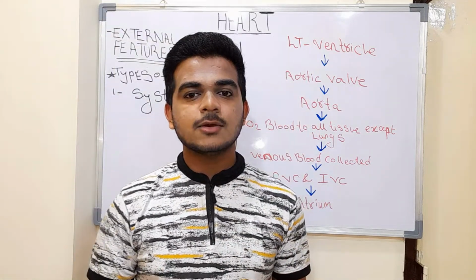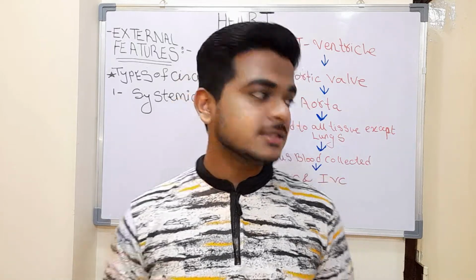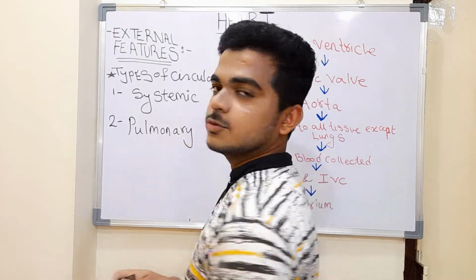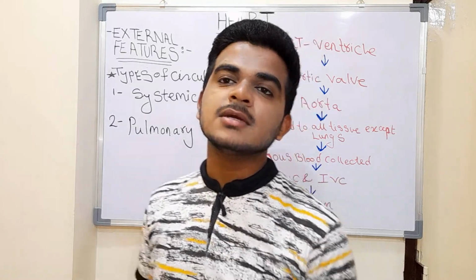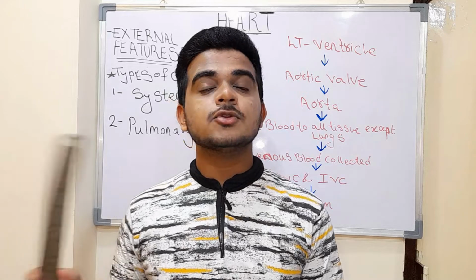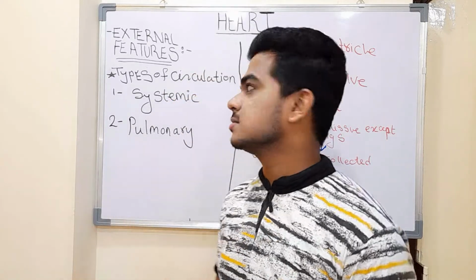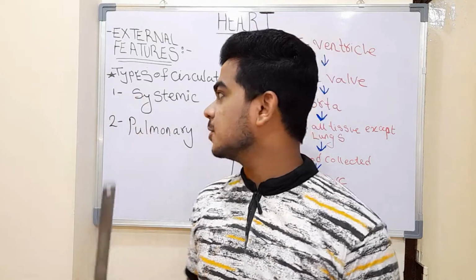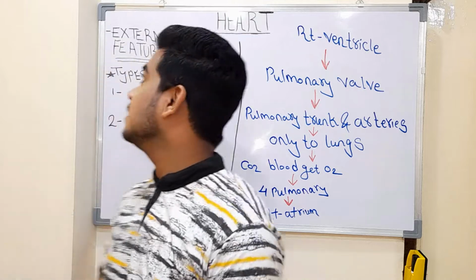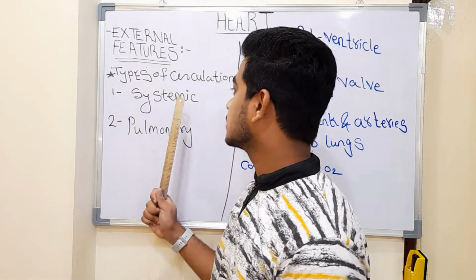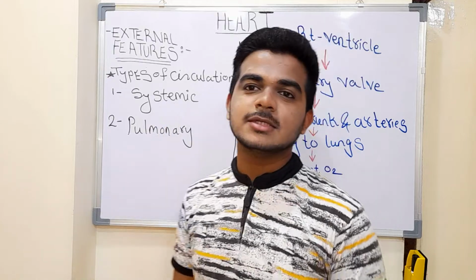Understand? I hope you do. Then I will explain the next circulation, that is pulmonary circulation. It is also very simple like systemic, but it is not traveling into the whole body. If the blood is traveling in the whole body system, that is systemic. The next point is pulmonary circulation, the last point under the types of circulation. We are already done with systemic circulation.